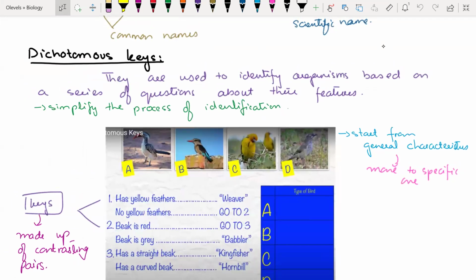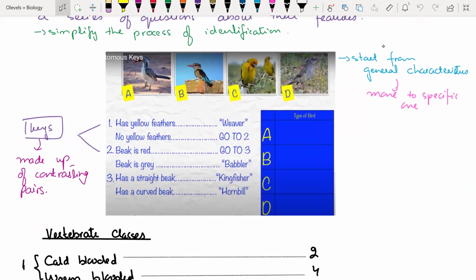Okay, I'm just going to start from the beginning, that is dichotomous keys. They are actually used to identify organisms based on a series of questions about their features, and it is used to simplify the process of identification. And we will explain this with the help of an example, right? Here we know that these keys are made up of contrasting pairs.